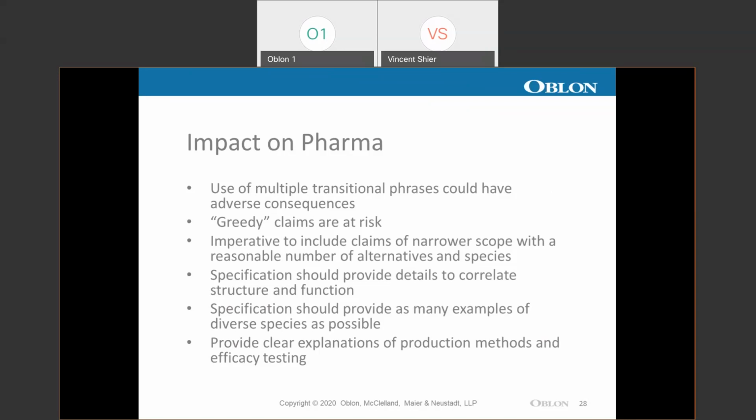So it's imperative that we include claims to a narrower scope with a reasonable number of alternatives and species, just as we were talking in the context of the antibody claims. It's also important for the specification to provide details to correlate structure and function where we are able to do so, as well as to provide as many examples as possible covering a diverse range of structurally variant species. We should also look to provide clear explanations of methods of production and how efficacy is tested.